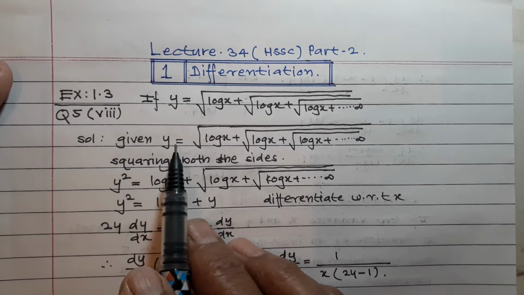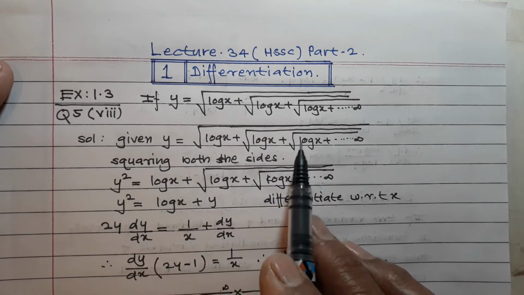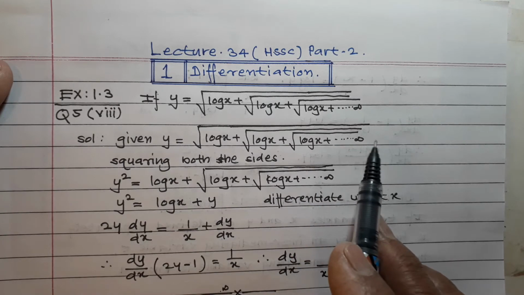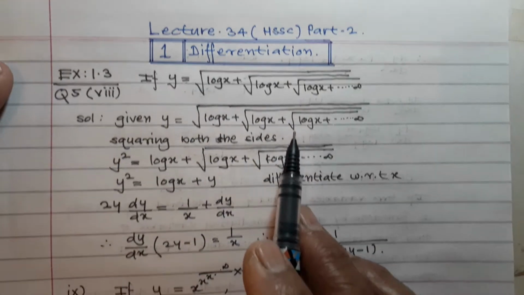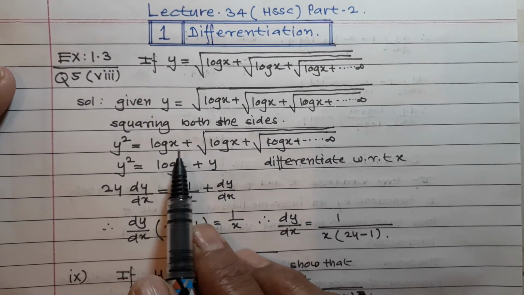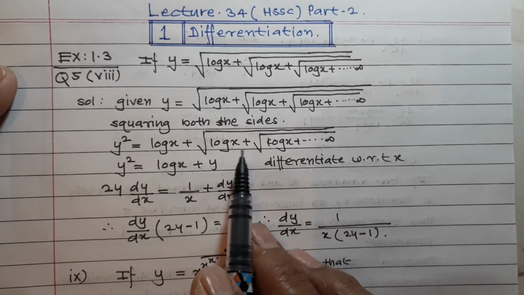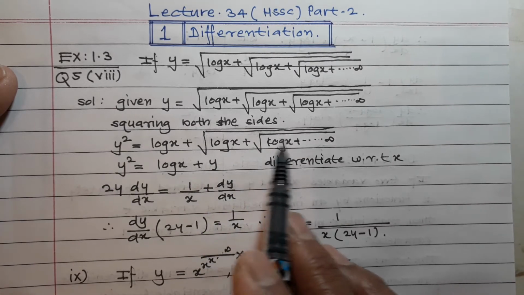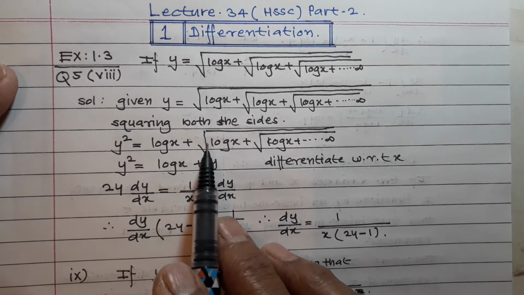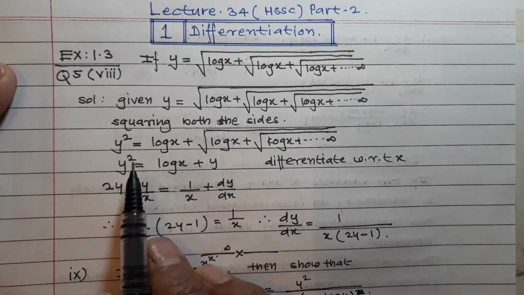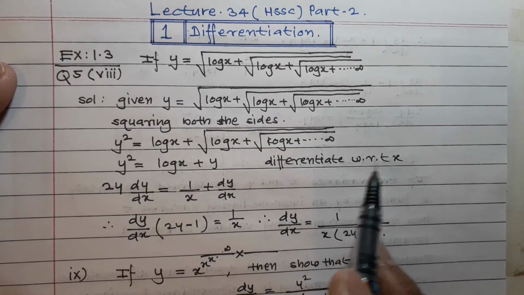Solution: given y is equal to root log x plus root log x plus root log x plus root log x up to infinity. Squaring on both sides, y square is equal to log x plus root log x plus root log x plus root log x up to infinity, and you know this part is equal to y, so y square is equal to log x plus y. Differentiate with respect to x.